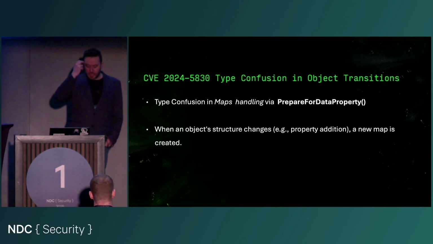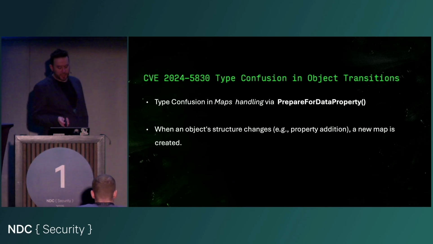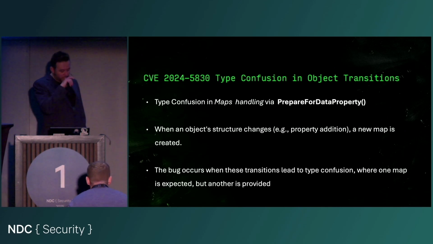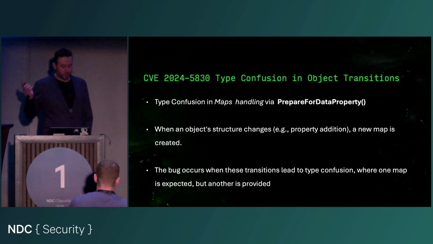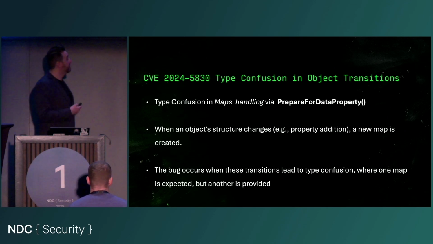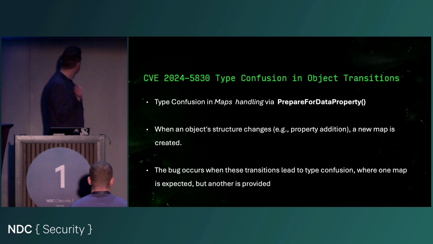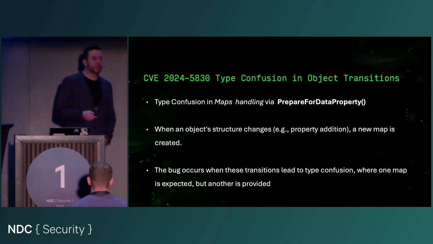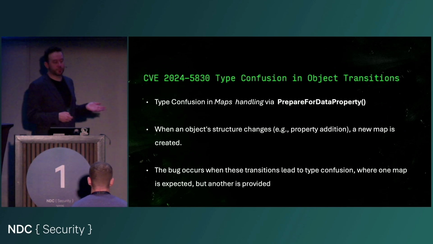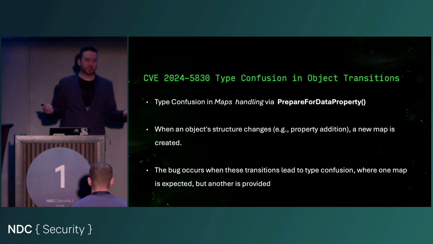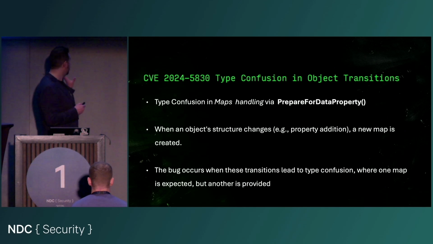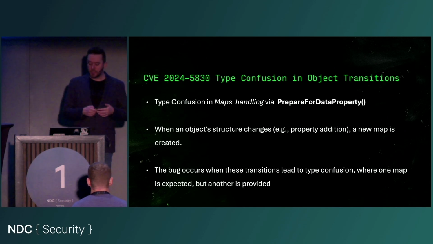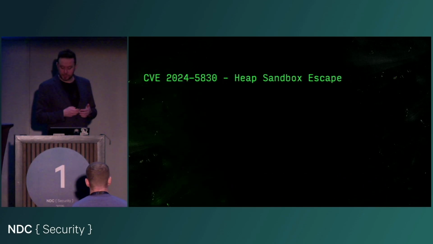So again, when an object structure changes, a new map is created. We have a bug because when this transition leads to type confusion, where one map is expected, but another one is provided. So again, we have some sort of map confusion. The JIT compiler thinks that the type stays the same, but another map is provided. So we can access memory that is outside the original map structure, basically.